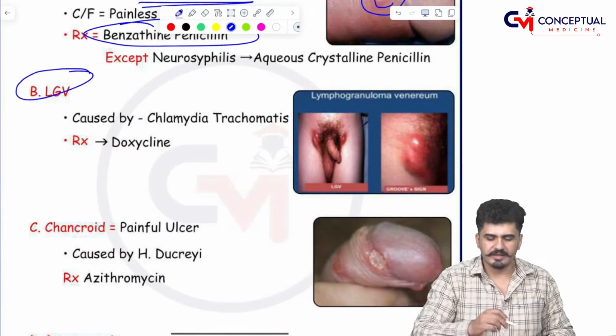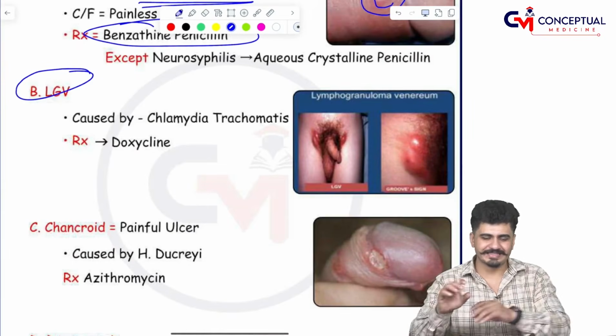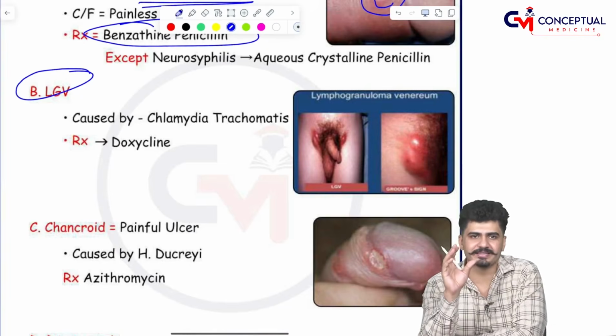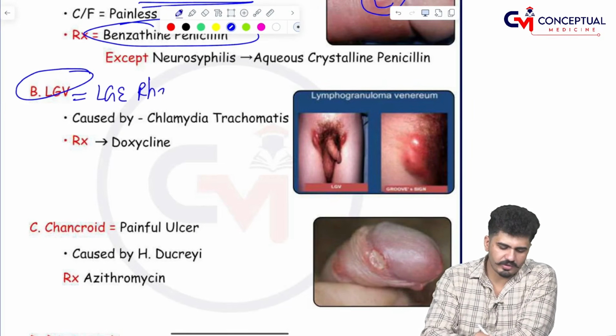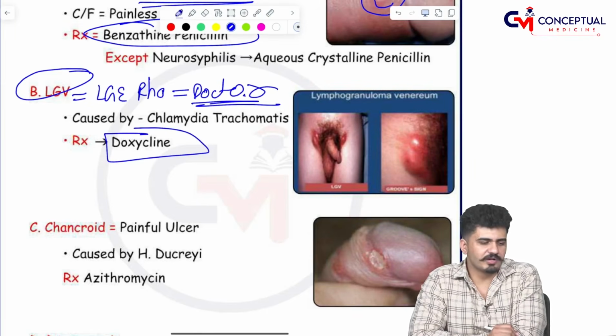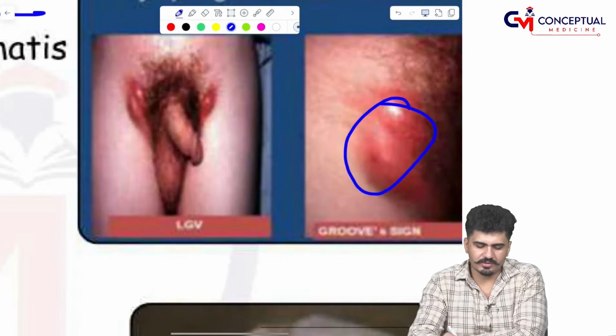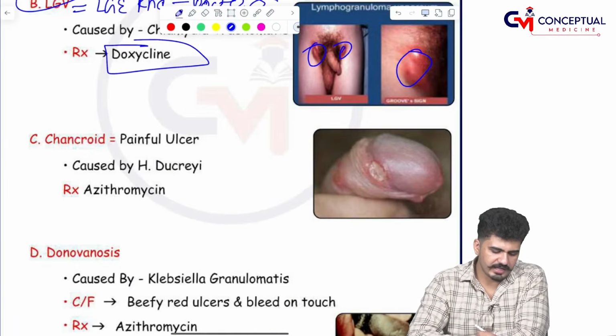Now comes LGV, lymphogranuloma venereum. Now what is happening right here? Groove sign, and this is caused by Chlamydia trachomatis. LGV stands for "lage raho". So who keeps at it? Doctor sahab. So the drug of choice for Doctor sahab is doxycycline. LGV drug of choice is doxycycline, and here you are going to see the groove sign, sir. Groove sign. Now chancroid.